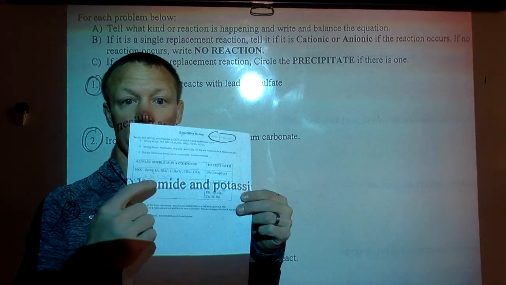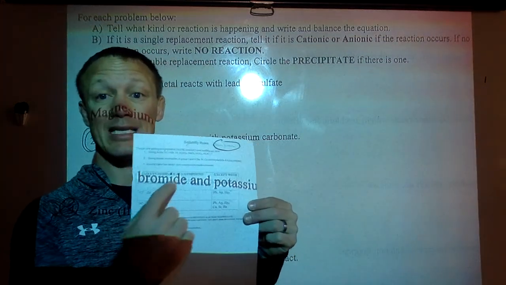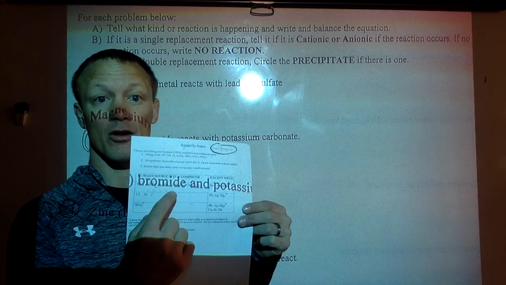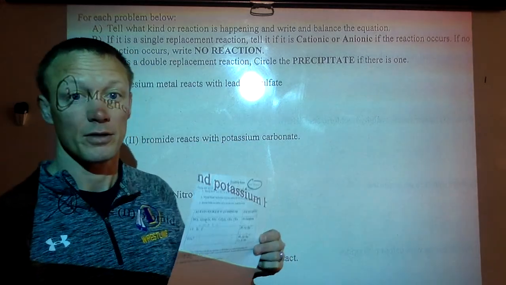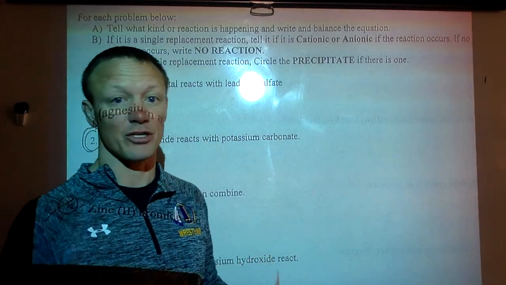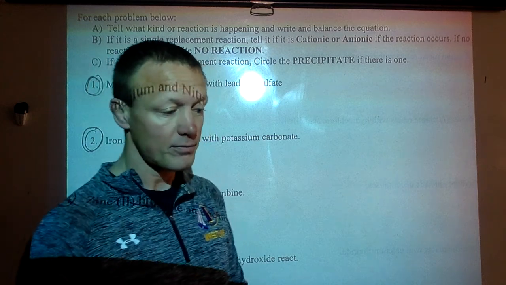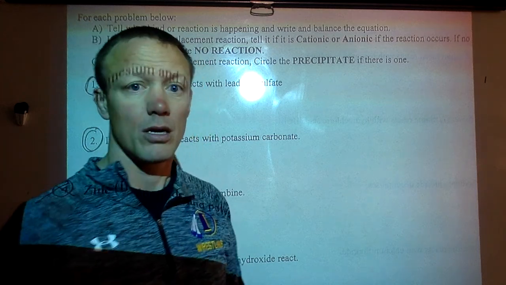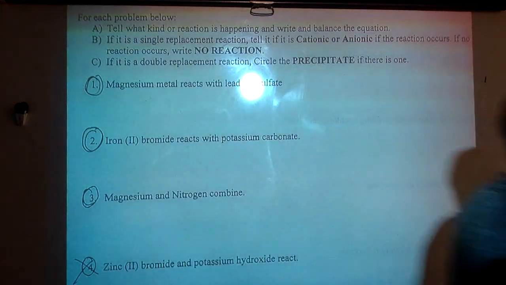If it's a double replacement, circle the precipitate. So that'd be your solubilities. Remember, if it's a precipitate, that means it is not on this list. It is not soluble. It'd be the solid substance you see being formed. Okay, so I'm going to do about 6 of these reactions on this sheet for you. First I'm going to do number 1.